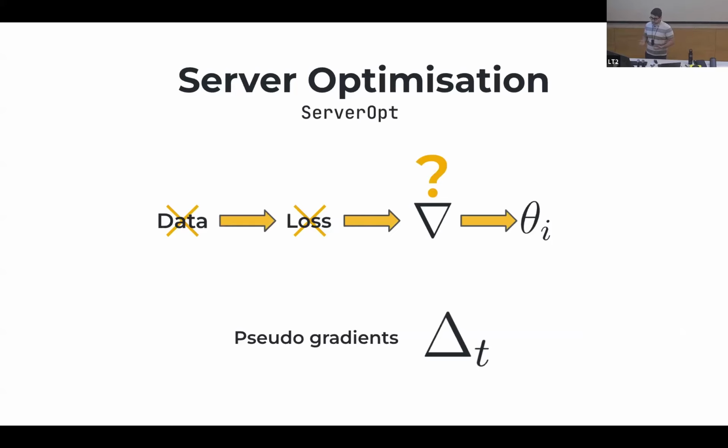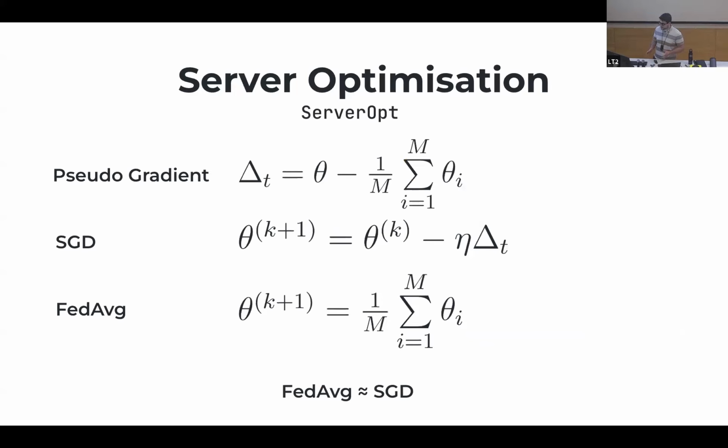On the server, obviously, we have no data. And when we don't have any data, we don't have any corresponding loss. So how do we get gradients to perform this? Well, the answer is pseudo-gradients, and that's the discovery from the FedOpt paper. Pseudo-gradients themselves are simply the difference of the previous global parameter set and the average aggregation of all gradients that come over from the different clients.